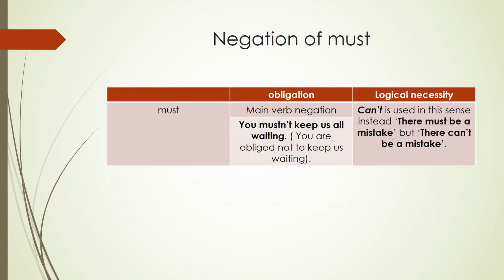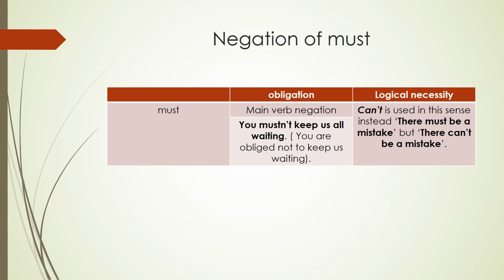Now we come to must, and please pay attention to must, because you are going to see something different here. Must as a modal auxiliary can be used to express two meanings, either obligation or logical necessity. When we are using must to express obligation, here we have main verb negation. So you mustn't keep us all waiting. Here we are in fact negating the main verb and not the auxiliary, because the auxiliary must is put outside the scope of negation. The scope of negation starts from not to the end of the sentence.